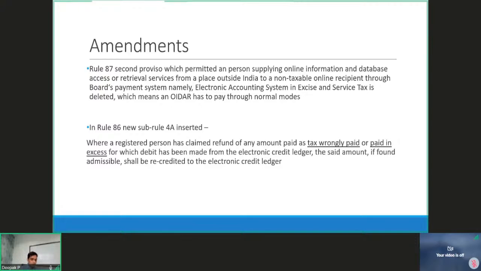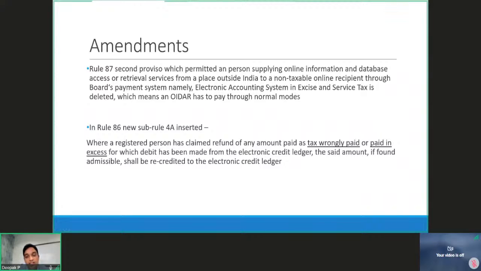Earlier, OIDAR also had to pay, NRTP, all those people, everybody has to pay. But online information database access retrieval services are specialized services. A person who provides them from outside India to any person who is not registered in India has to pay this tax on OIDAR. Earlier there was a provision saying that this OIDAR person is not in India, so he can pay taxes through another mechanism called the electronic accounting system in excise and service tax.